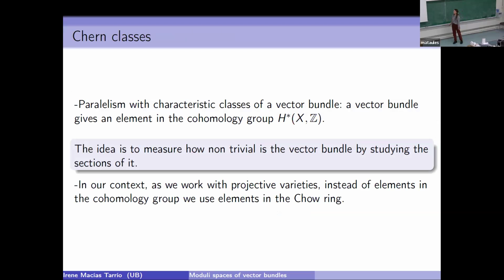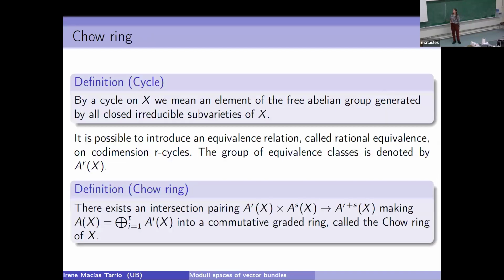And the idea is that we make this correspondence by a certain construction, but I don't want to enter into that. So we just say, given a vector bundle, we have elements in the Chow ring. So I will introduce what the Chow ring is. It is a ring generated by the closed irreducible subvarieties of our variety. So we have cycles. The cycles are elements of the abelian group generated by these closed irreducible subvarieties of our variety. And between these cycles, we can define an equivalence relation.